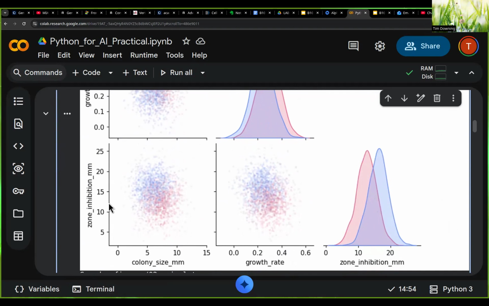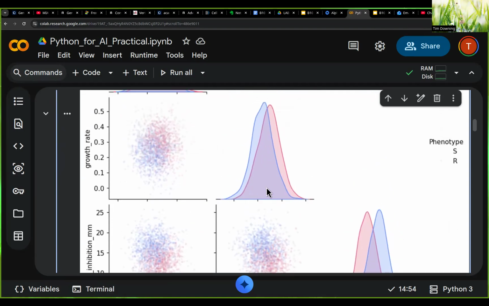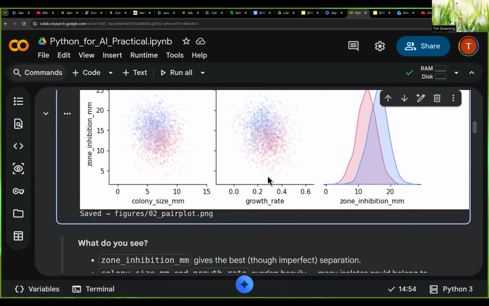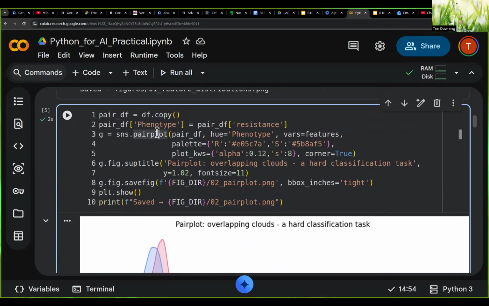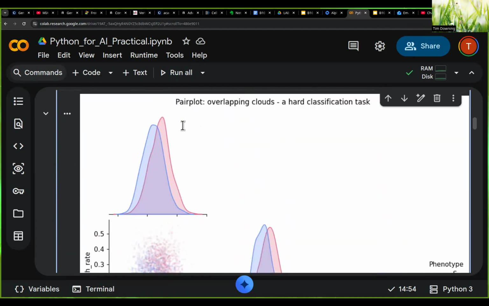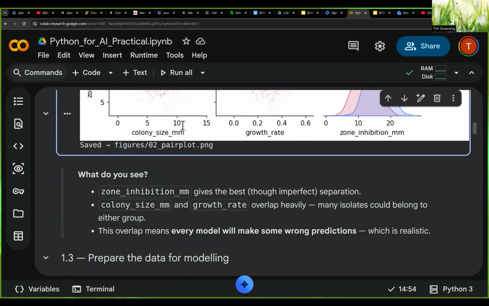If you look at the zone of inhibition versus colony size, that's anti-correlated. Same with zone of inhibition versus growth rate, which is anti-correlated as well because they're the opposite way around for each of those in terms of going from positive to negative. So again, this is all just to plot our data. And so what you can see there is that the pair plot function is a very, very handy one to use for exploratory data analysis.